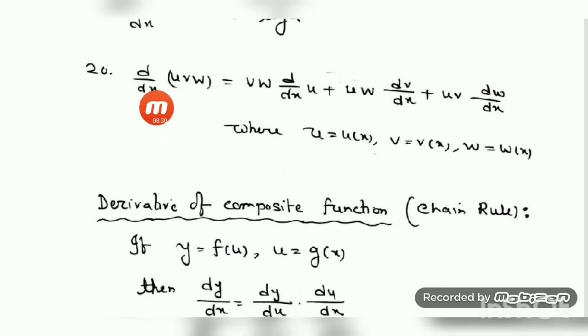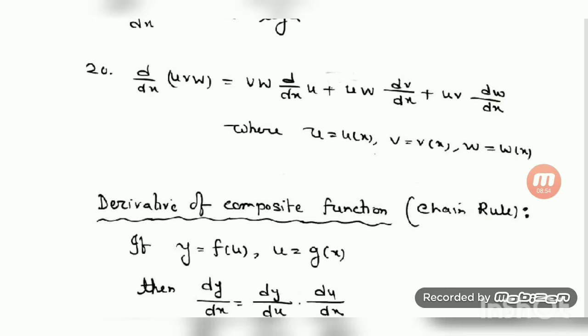So, first function, you take the derivative keeping as it is the other two functions, that is v w d/dx of u. Then take the derivative of the second function v, keep the others as it is. Then take the derivative of the third function, that is dw/dx, keeping the others u v as it is, where u is a function of x, v is a function of x, and w is a function of x. That is when the product of 3 functions is there, we have to apply these things.